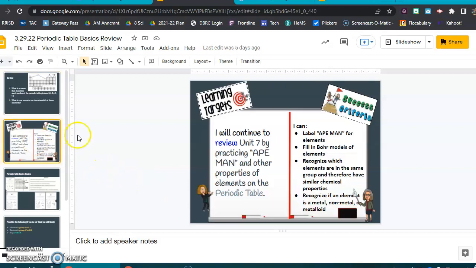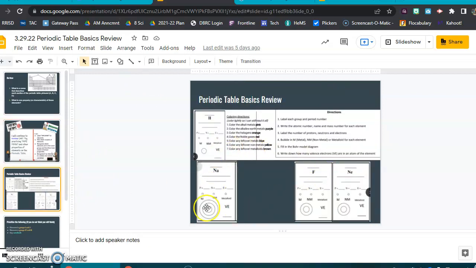So today we're going to continue reviewing and practicing the periodic table. We'll be labeling 8-man, filling in Bohr models, and recognizing elements that are the same. If you're at home, you can do this at home. You can try and complete these here. I'm going to post the link in Schoology where you can pick a few off the chart and look at those, just so you have an idea of what we're talking about and how to do those. Draw the little rings.